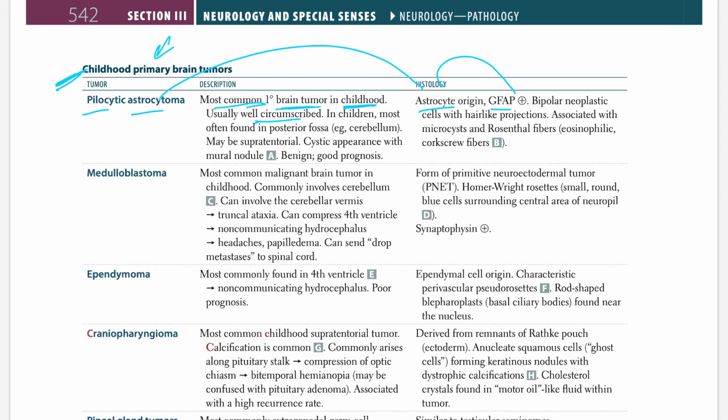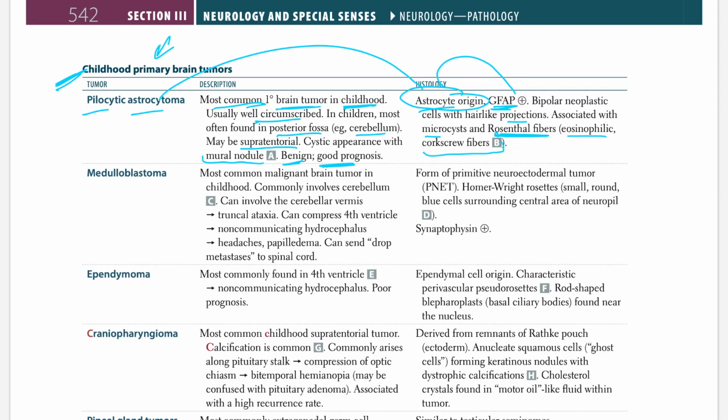It's usually well circumscribed in children, most often found in the posterior fossa, which is the cerebellum. May be supratentorial, meaning above the tentorium, and cystic in appearance with a mural nodule. We will take a look at that picture. It's benign with good prognosis. Again, GFAP positive, bipolar neoplastic cells with hair-like projections, associated with microcysts and Rosenthal fibers, high-yield Rosenthal fibers. What are Rosenthal fibers? They're eosinophilic corkscrew fibers.